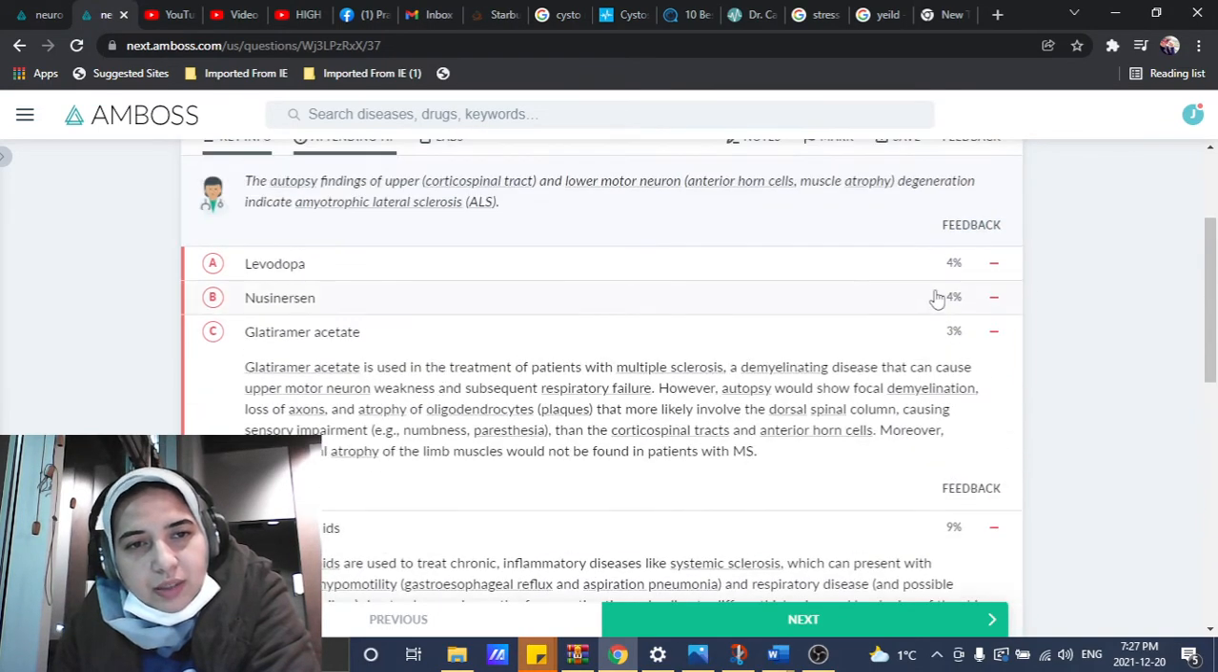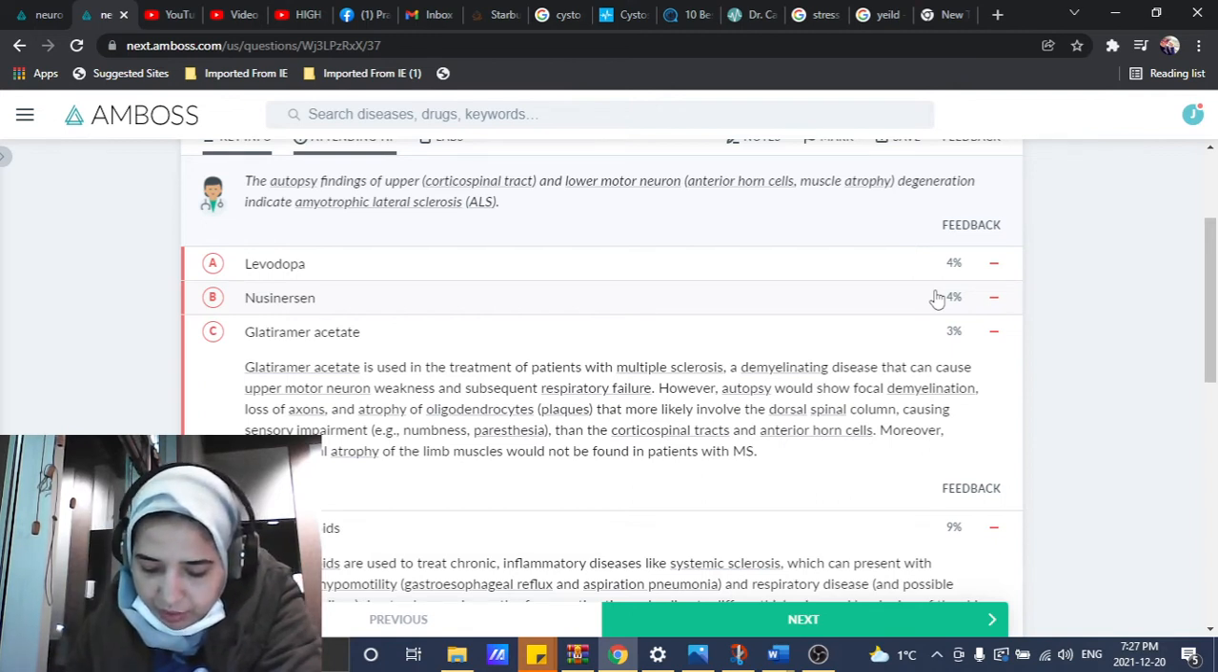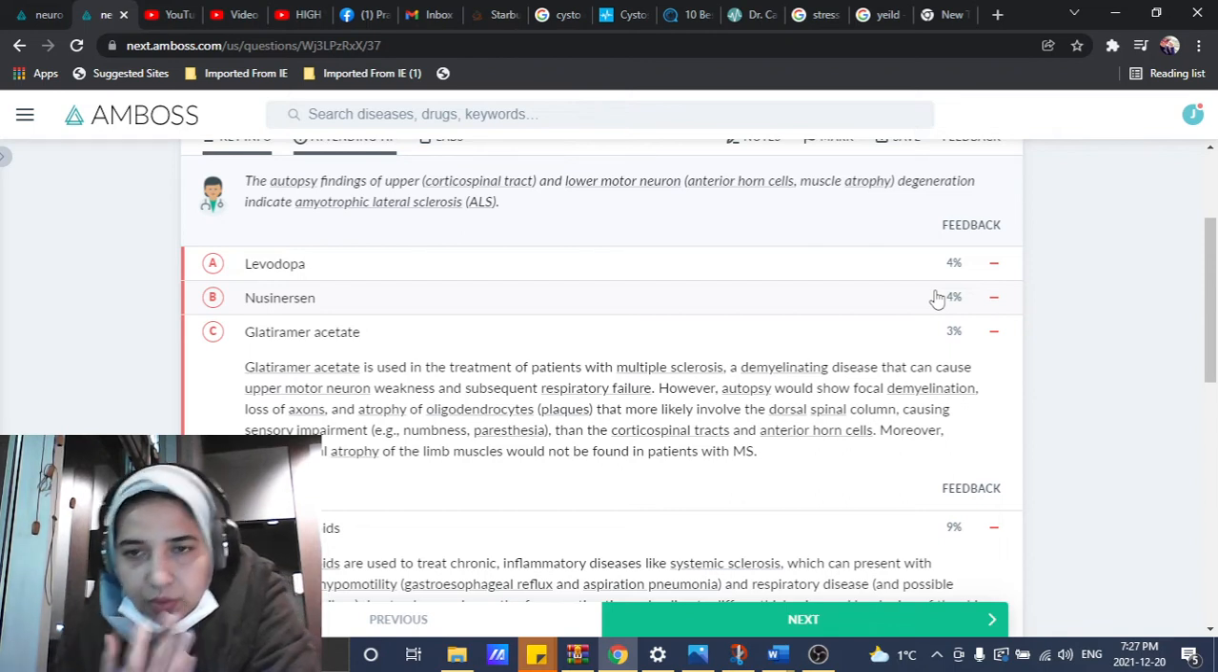What is this? Okay, I've never heard of this medication, so I'm just going to write down a little note on it. Glatiramer acetate. Okay, it's used in the treatment of multiple sclerosis. I've never heard of this so far in my studies. So, demyelinating disease that can cause upper motor neuron signs. However, autopsy would have shown focal demyelination and loss of axons and atrophy of the oligodendrocyte. So, it's not MS at all.